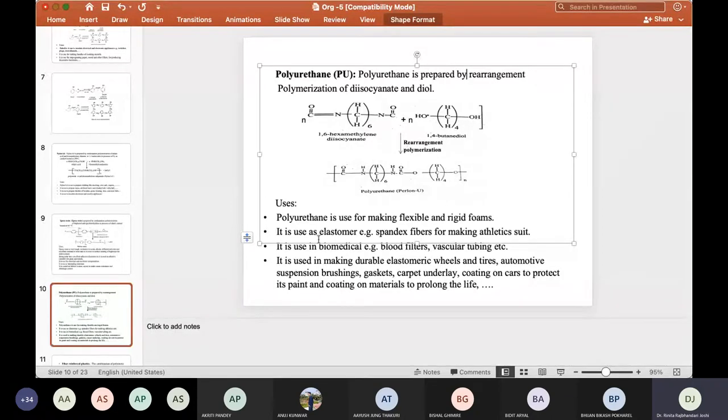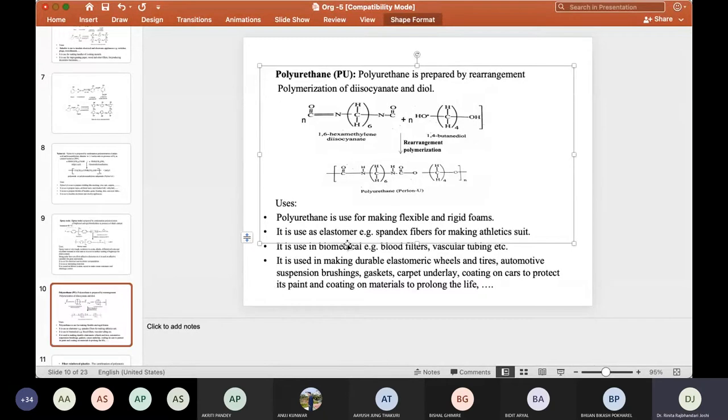Now let's see its uses. This polyurethane is used for making flexible and rigid foams. Mainly its use is for making foams. Some foam is very soft, like when you are sitting on a sofa, and there are even rigid foams, used for making beddings.